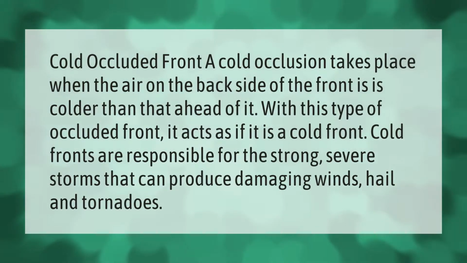Cold occluded front. A cold occlusion takes place when the air on the back side of the front is colder than that ahead of it. With this type of occluded front, it acts as if it is a cold front. Cold fronts are responsible for the strong, severe storms that can produce damaging winds, hail and tornadoes.